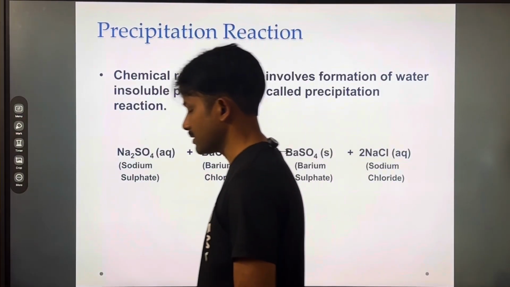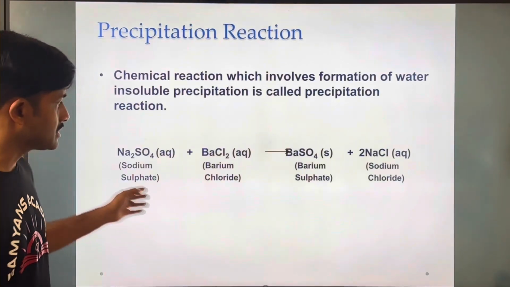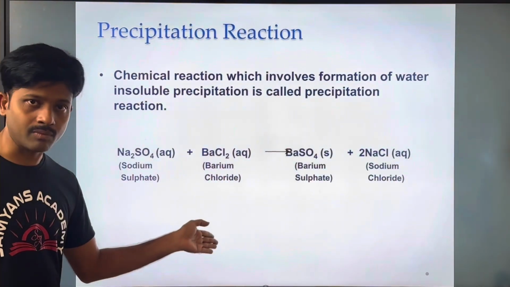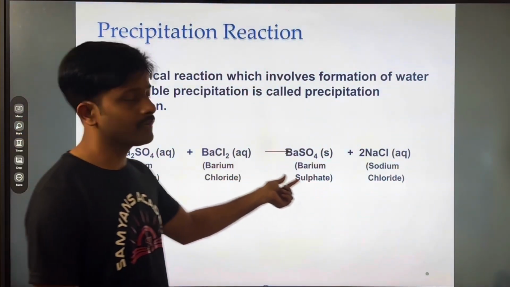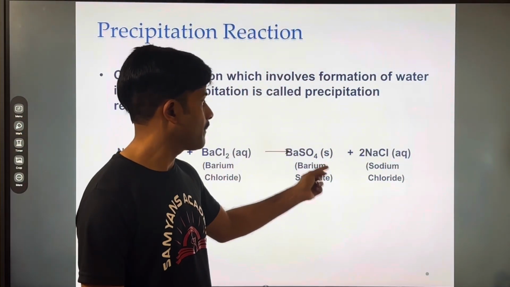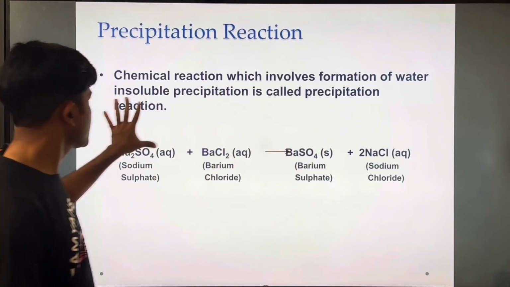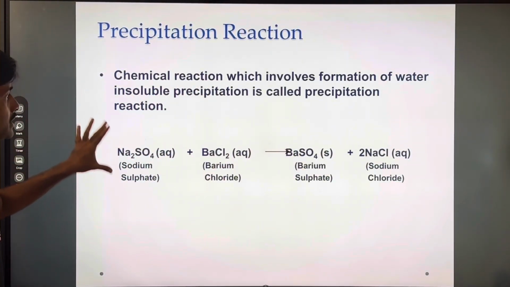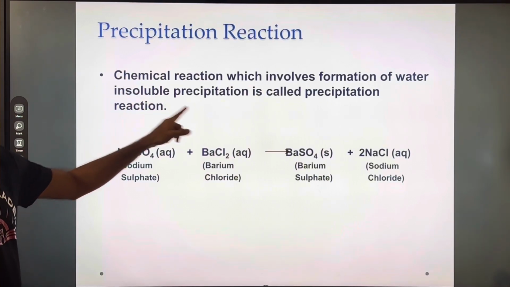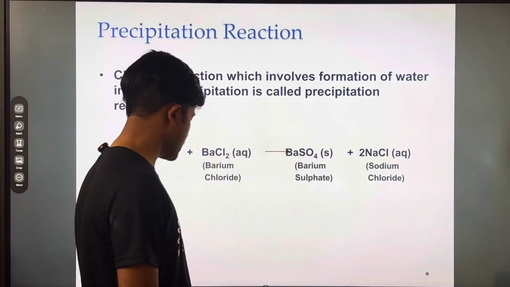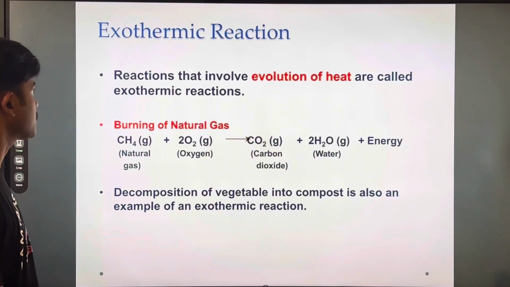And precipitation reaction, already we discussed, and this reaction is also called a double displacement reaction. When you add sodium sulfate and barium chloride, you will get a white color precipitate, that is barium sulfate, and sodium chloride also. Such type of reaction we call a precipitation reaction. A chemical reaction which involves formation of a water insoluble precipitate is called a precipitation reaction.